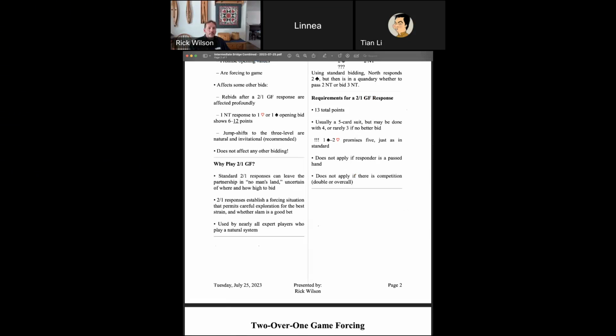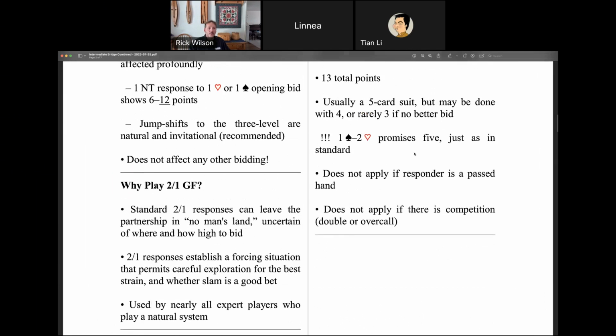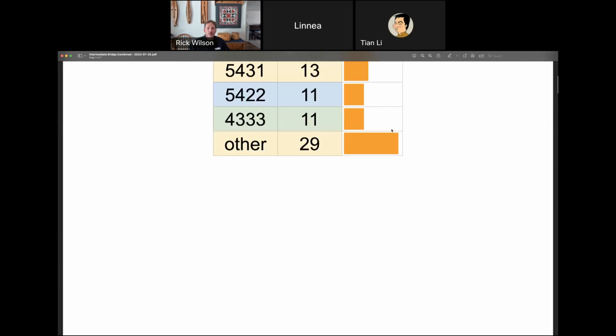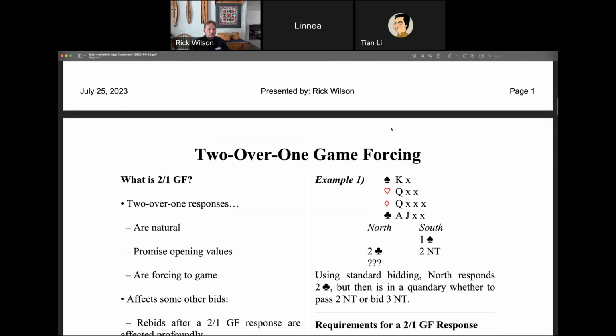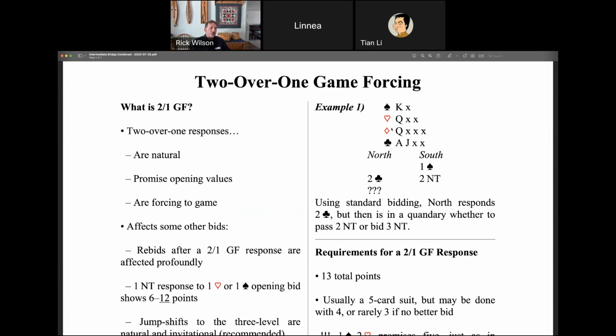So I wanted to talk about 2/1 basics. We're going to go through this pretty quick, so I think you both are pretty on top of this. 2/1 are natural responses, and they promise opening values and are forcing the game. And when we say they're natural, one of the things that comes up if a partner opens a heart and we've got 4 spades and 5 clubs, we're going to bid 2 clubs there rather than showing our spades first because we're bidding our long suit first. The natural bidding says bid your longest suit first.